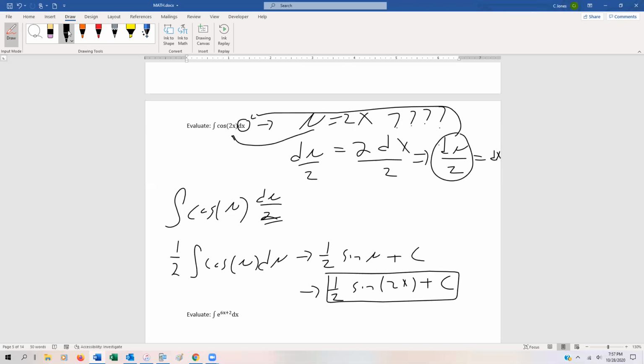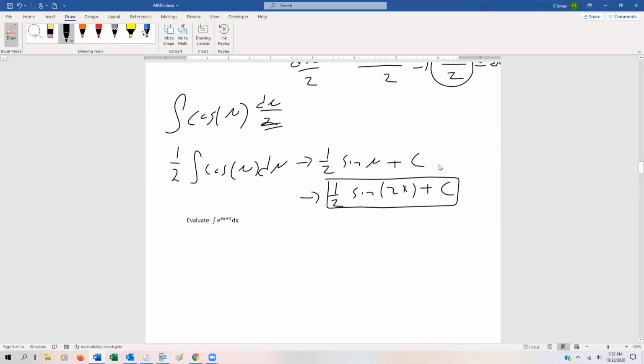All right. Of course, if you don't trust me, you can go ahead and take the derivative. And the 2, when you take the derivative by the chain rule, will cancel out with the 1/2. The constant will go away. So it looks pretty viable.